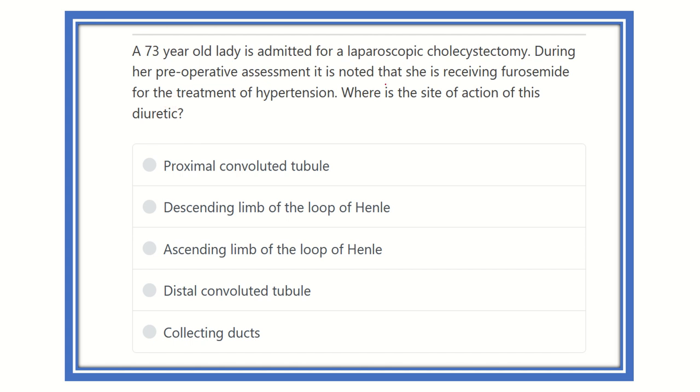So it is one of the direct questions: at which site of the kidney the diuretic acts. Actually it is furosemide, so we have to find out the area where furosemide acts. Here the options are proximal convoluted tubule, descending limb of Henle, ascending limb of loop of Henle, distal convoluted tubule, and collecting duct. So we have to find out the one site in which furosemide, which is a diuretic, works. Actually there are different drugs acting on different parts of the nephron, and this reduces blood pressure.